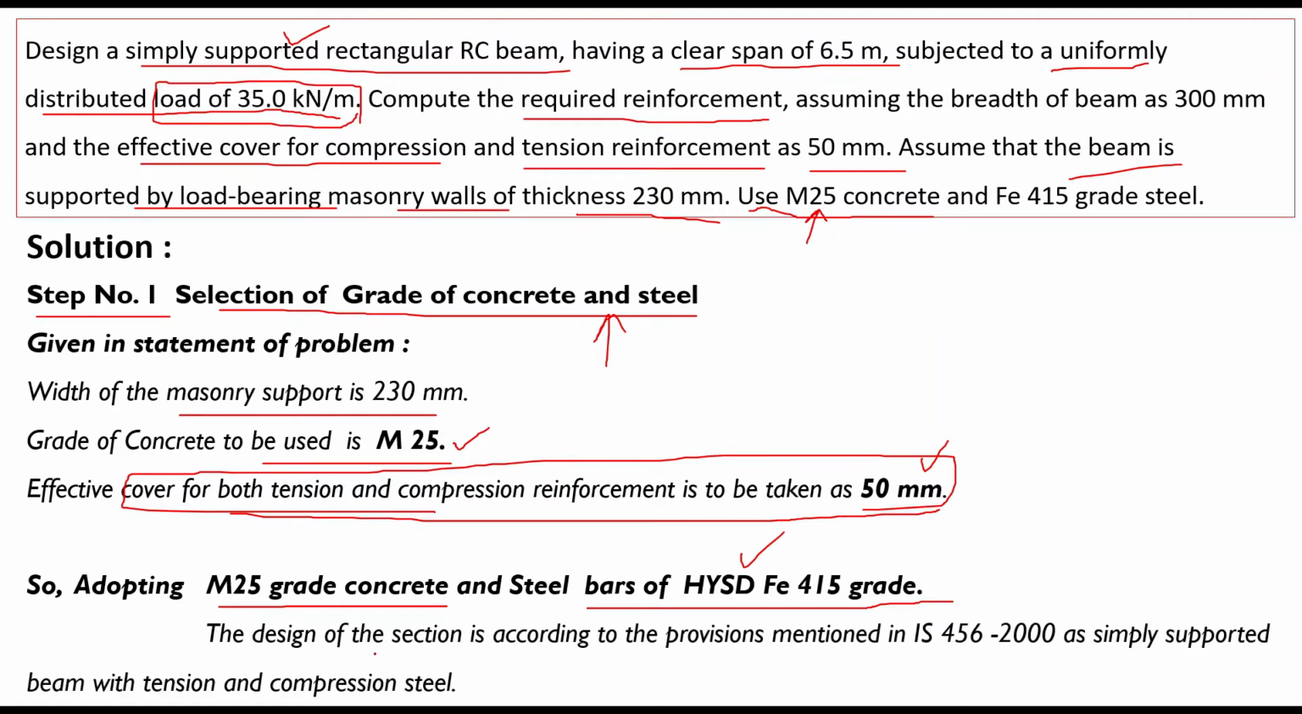Another thing is that the design of the section is in accordance with the provisions mentioned in IS 456, as a simply supported beam with tension as well as compression steel. So we are going to design this beam in which we will be providing steel in the tension as well as in the compression zone. That means steel will be taking compressive stresses as well as tensile stresses, along with the concrete section taking compressive stresses.